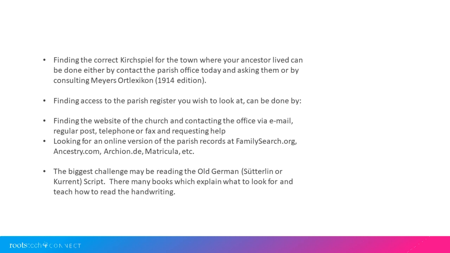Finding access to the parish register which you wish to look at can be done by finding the website of the church and contacting the office via email, regular post, telephone, or fax and requesting help. Also, you can look for an online version of the parish records at FamilySearch.org, Ancestry.com, Archion.de, or Matricula. Each of these organizations has a different collection, different parish records, and so it's useful to look at all of them until you find the ones that you want to look at.